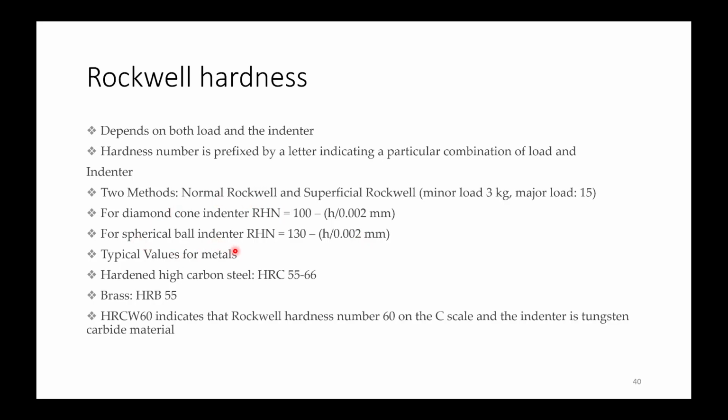Now the typical values for metals are given. In the case of hardened high carbon steel, you get HRC, the C scale Rockwell hardness, up to 55 to 66. And for brass, we get it on the B scale, which will be 55. And if we use a tungsten carbide ball, then we use W as well. So HRCW 60 indicates Rockwell hardness number 60 on the C scale, and the indenter is tungsten carbide material.